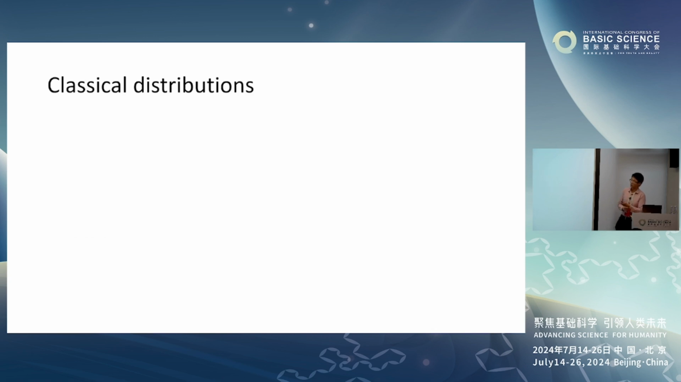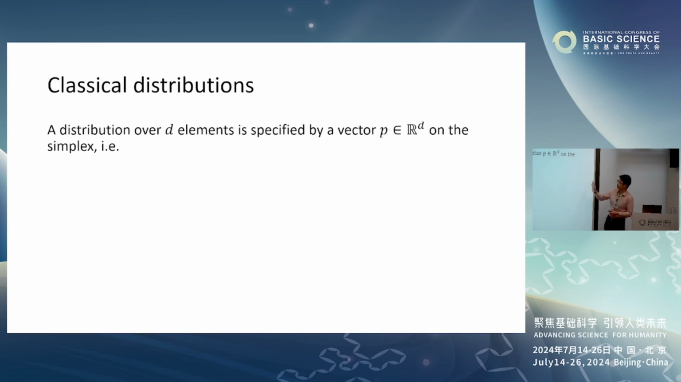Recall what a classical distribution is. This is going to be a very overly detailed definition. Recall that a distribution over d elements, any probability distribution, is just specified by some probability vector. So it specifies some p in R^d with the property that it is entry-wise non-negative and it sums to one.